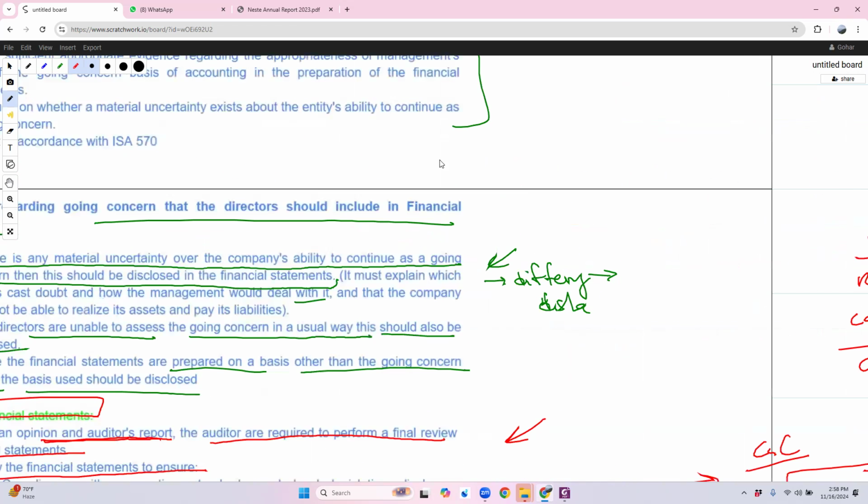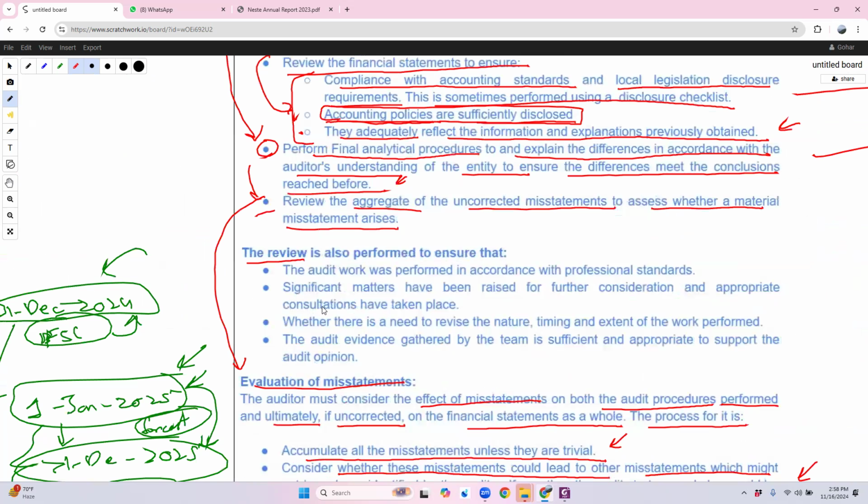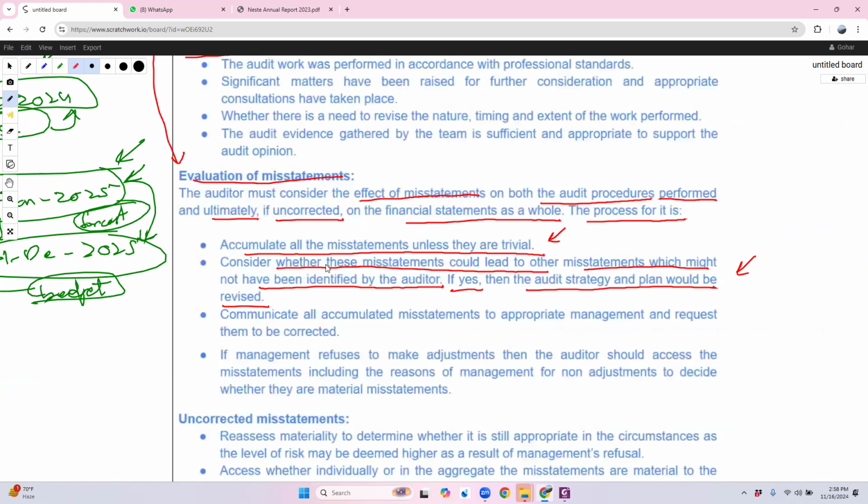So in the second step, you will also need to look whether, because of these misstatements you have identified, there might be other misstatements which you again need to audit. You have not properly audited them. So because of the misstatements, you go back, you look if they are linked to other things, and you audit that. The next thing, communicate all accumulated misstatements to appropriate management and request them to be corrected.